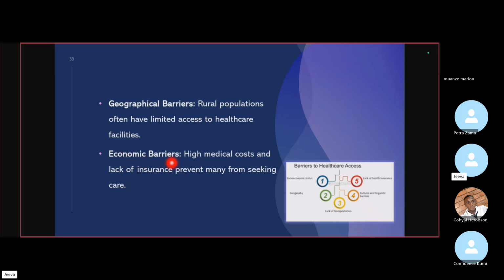Second barrier is the economic barrier. That is high medical cost. If you go to a private hospital, obviously you have to pay high fees. So high medical cost and lack of insurance. If you see, all the hospitals will not accept the insurance. So in such conditions, that also causes an economic barrier. People who can't afford this cost and people who don't have insurance won't go for medical treatment. So that is another economic barrier people will face.